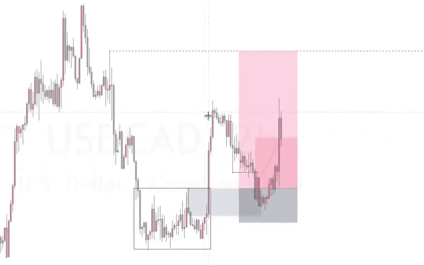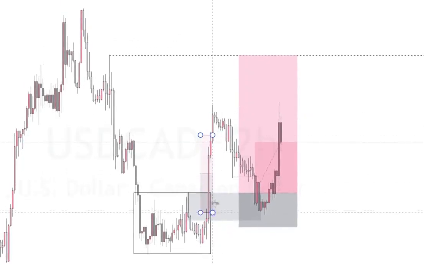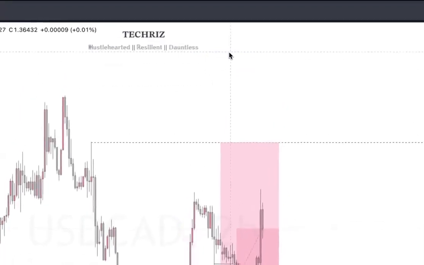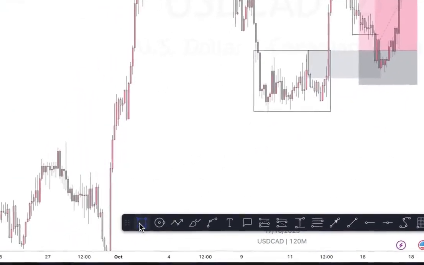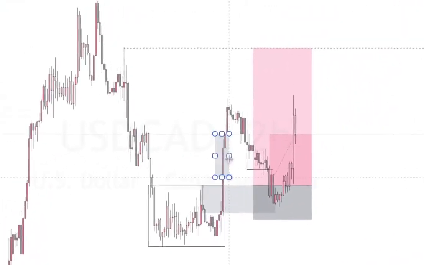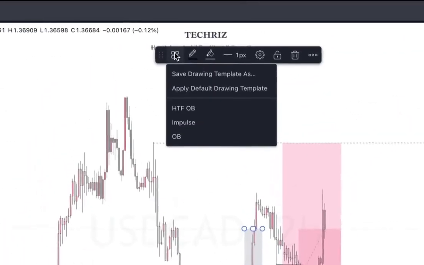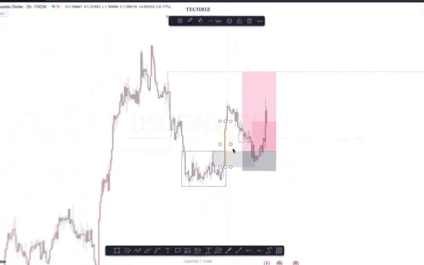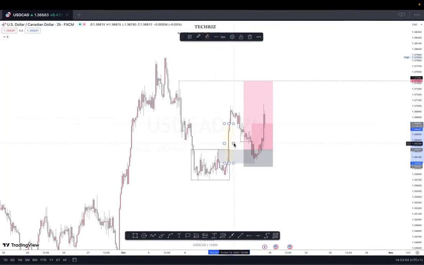right? Now, look at this expansion. Look at this impulse. Let me pick the other block, sorry. Because this expansion happened here, change this to impulse, this yellow. Because this, you can see the expansion correctly, yeah? Because the expansion happened here, right?